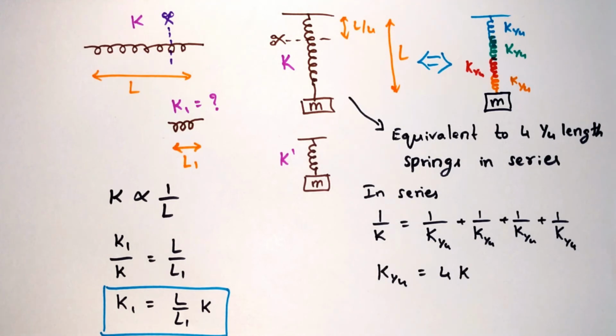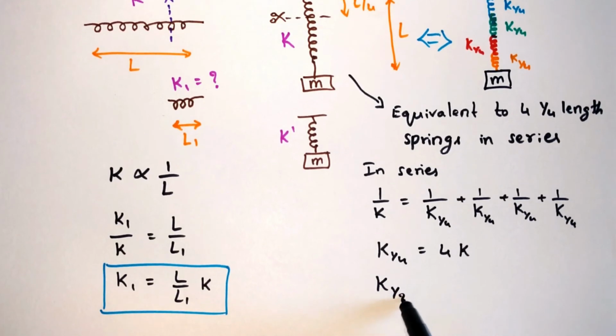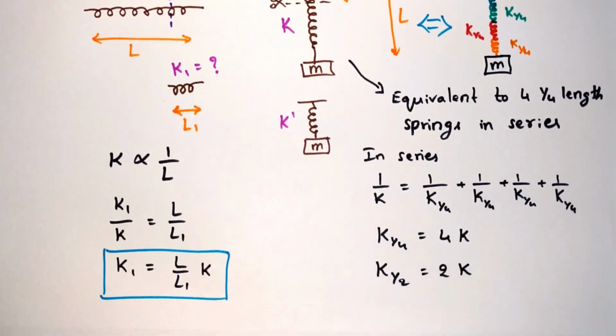And similarly, if we take half of the length of the spring, then its spring constant will be 2k. And similarly, for 1 by nth part of the spring, k1 by n equals nk. So these relations will be useful while solving problems.